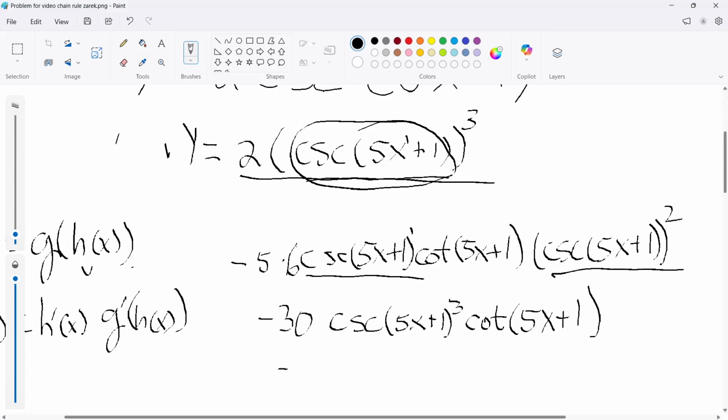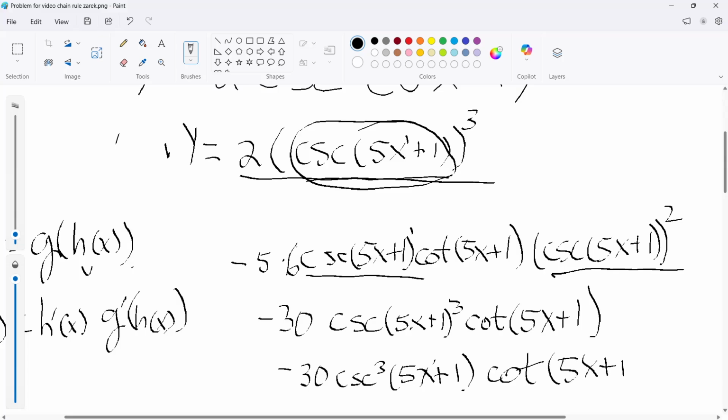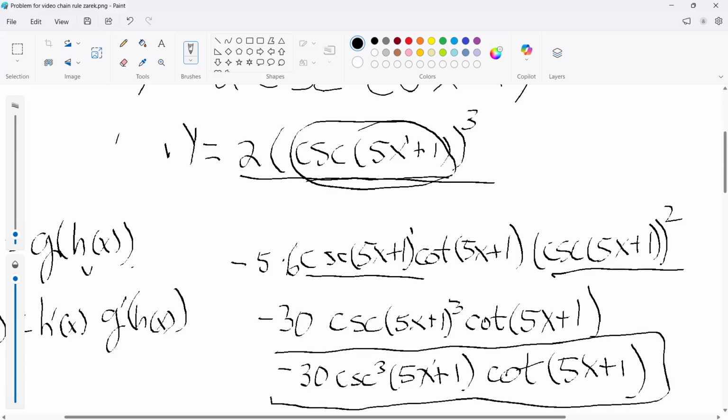And I can rewrite this as negative 30 cosecant cubed 5x plus 1 times cotangent 5x plus 1. So there's the answer for the derivative of this: 2 times cosecant 5x plus 1 to the third power, or cosecant third power 5x plus 1. Double chain rule.